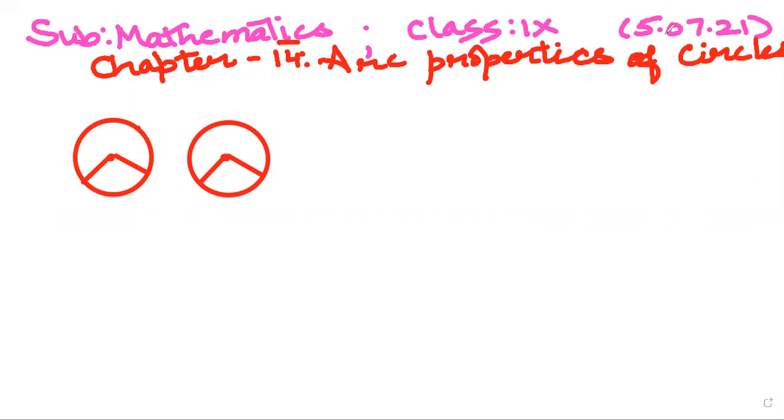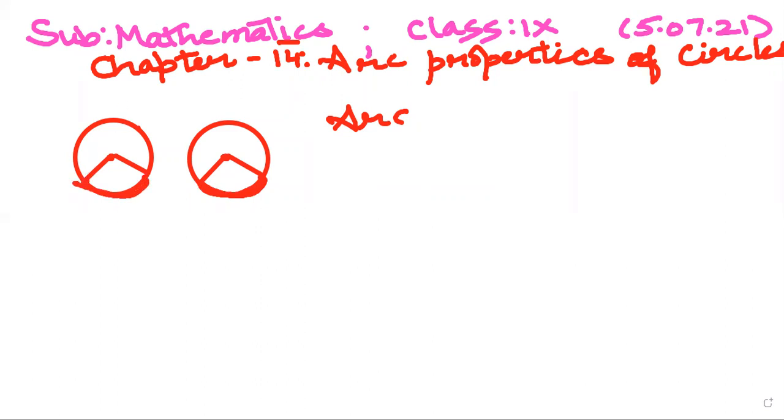Now, children, in today's lesson, we will learn about a few properties of an arc. Let us understand what an arc is. You can see that this is your circle. Any continuous part of the circle is known as an arc. This is your arc. I'm marking it. This is your arc.